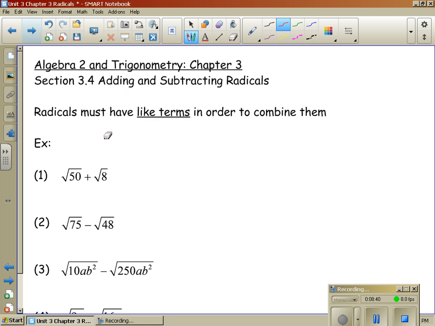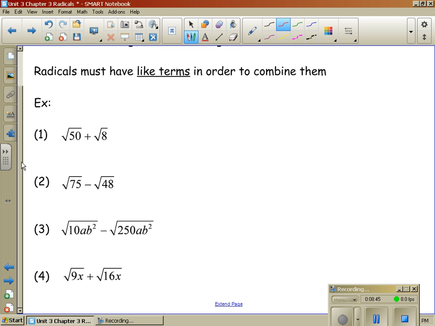And the next page. So to add or subtract radicals, they have to be like terms. So the first thing is we have to simplify each radical. You can't combine these the way that they are. You can't say this is square root 58. Think like variables, even though they're not variables. We have to combine like terms.